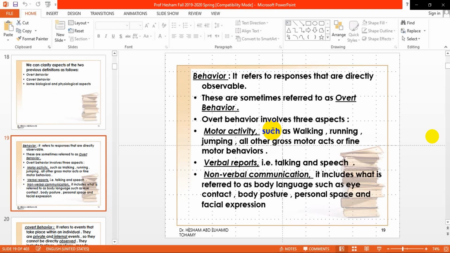Verbal reports mean expressing yourself by talking and speech, while in non-verbal communication, you don't use language. It is referred to as body language, and it includes eye contact, body posture, personal space, and facial expression.